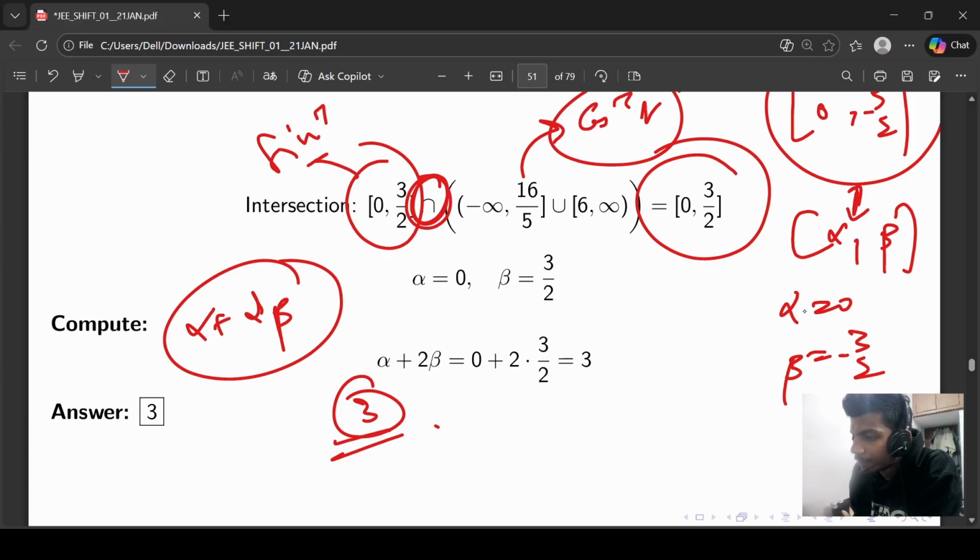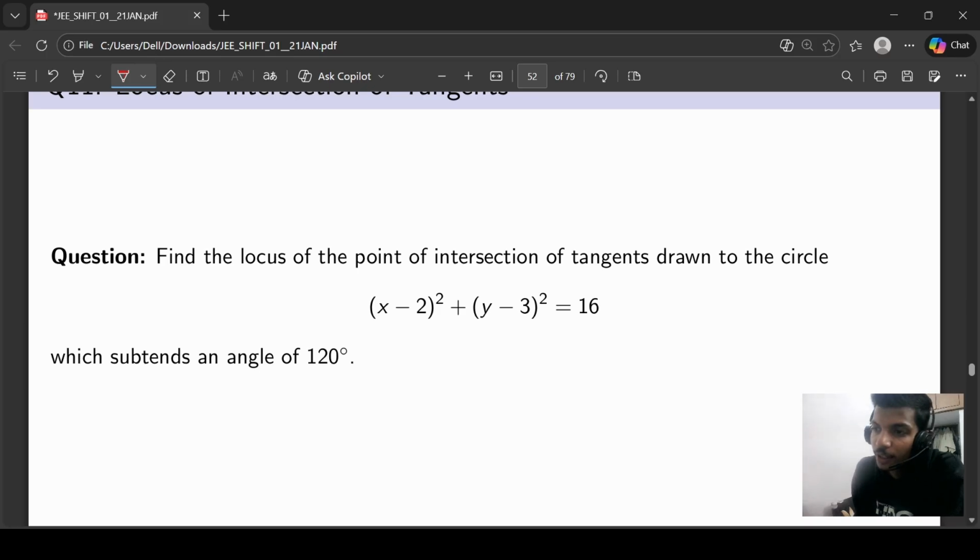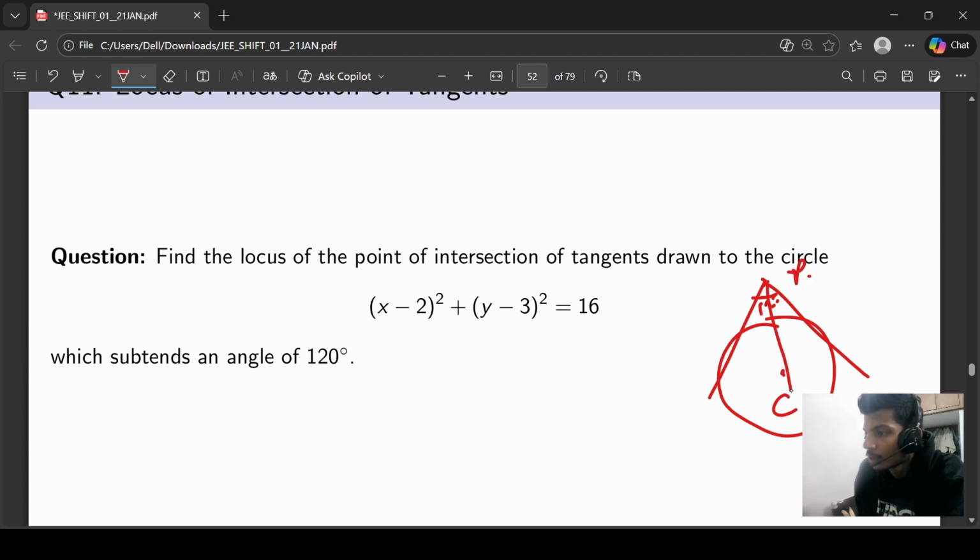Super easy, good. Okay, so this is the next question. You have to simply find out the locus of a point. Okay, एक सर्कल दे रखा है. Okay, let's say there is some point, two tangents are drawn from it, and they make 120 degrees here. This is the center. Okay, you have to simply find out the locus of the point from which tangents are drawn to the circle. Okay, tell me guys, level for this question.